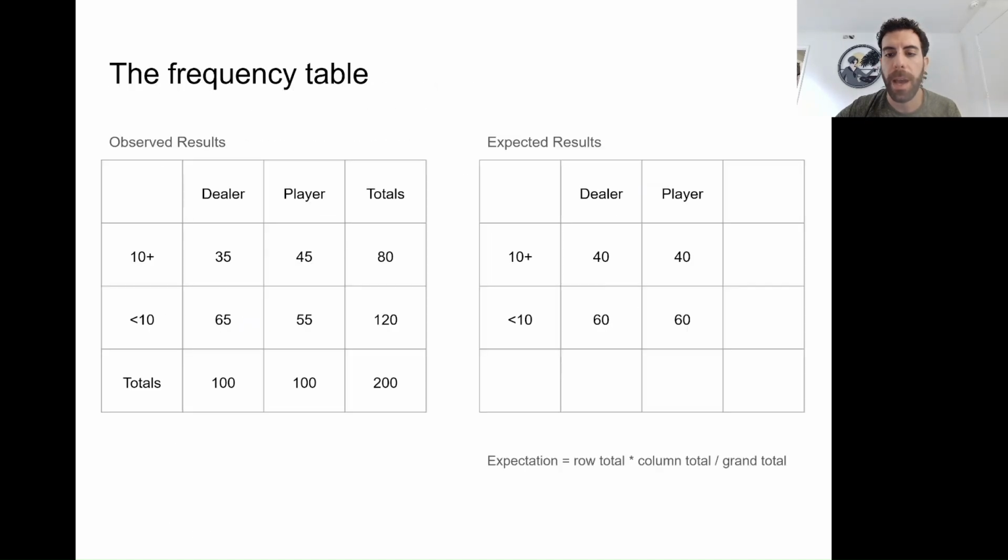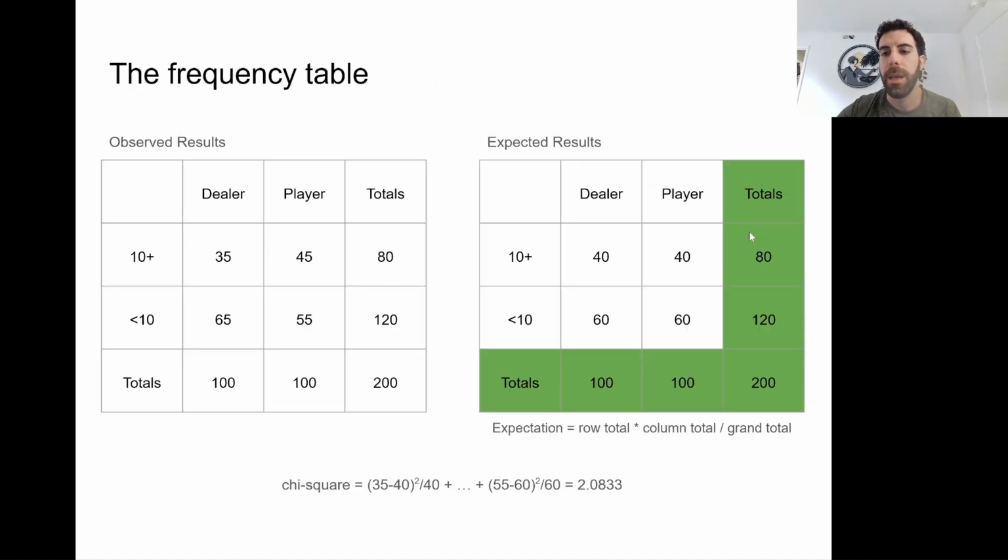Now the reason I highlighted these in green is this is a really good sanity check that you did your expected table correctly, because your totals shouldn't change when you're doing your expected results. Again, whether you use this formula or you use the intuition behind independence that we talked about before, these totals should remain the same. So this is a good sanity check, and that's why I wanted to highlight that in green and draw your attention.